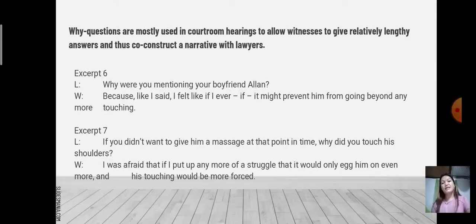So for example, in excerpt 6, the lawyer asks the why question: Why were you mentioning your boyfriend Alan? So the witness is giving the lawyer the story on why she is mentioning Alan. And in excerpt 7, the lawyer also uses a why question: Why did you touch his shoulders? So there, the witness also gives a narrative or a story on why he really touched his shoulders.